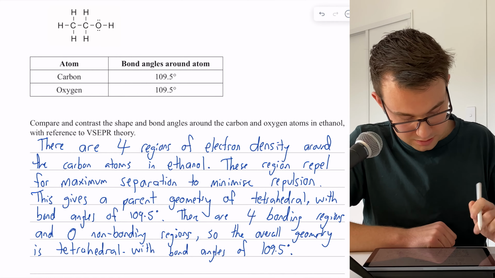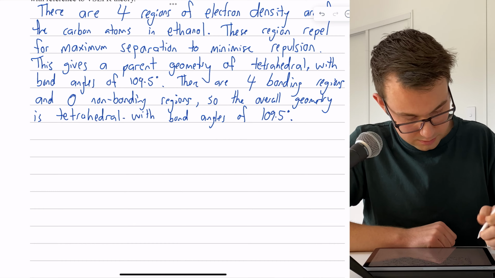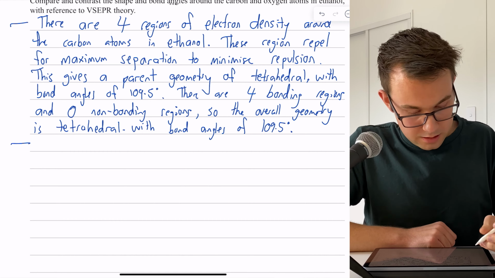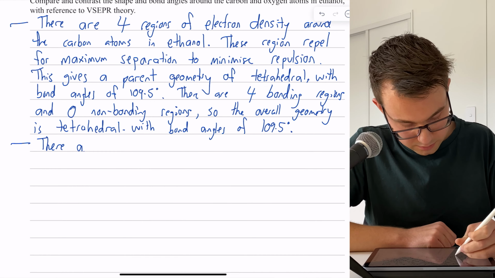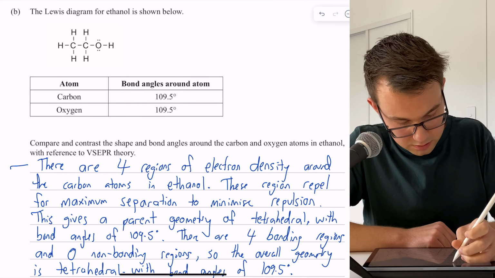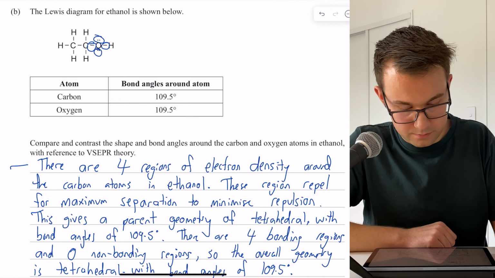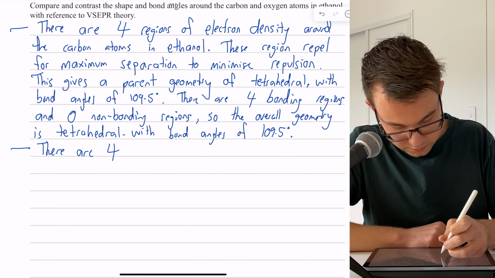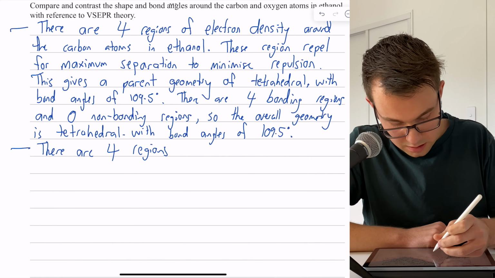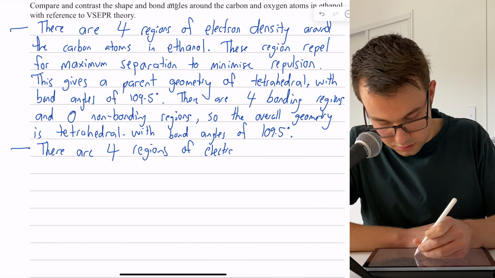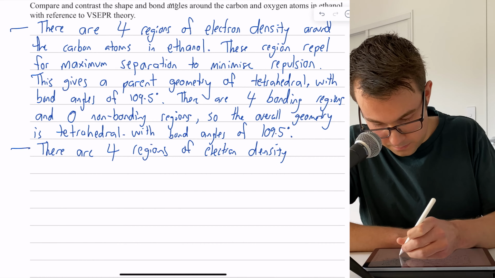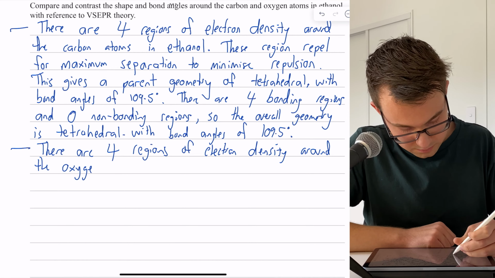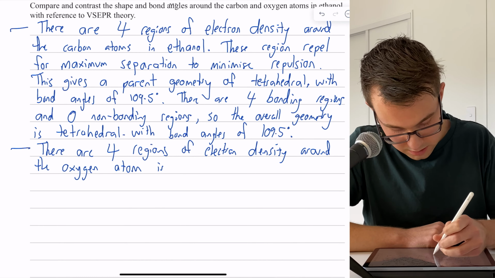Okay, so oxygen. Let's start off. Let's just make it nice and easy. Oxygen is there. Okay, should we count the regions? 1, 2, 3, 4. I like it. Okay. There are 4 regions of electron density around the oxygen atom in ethanol.